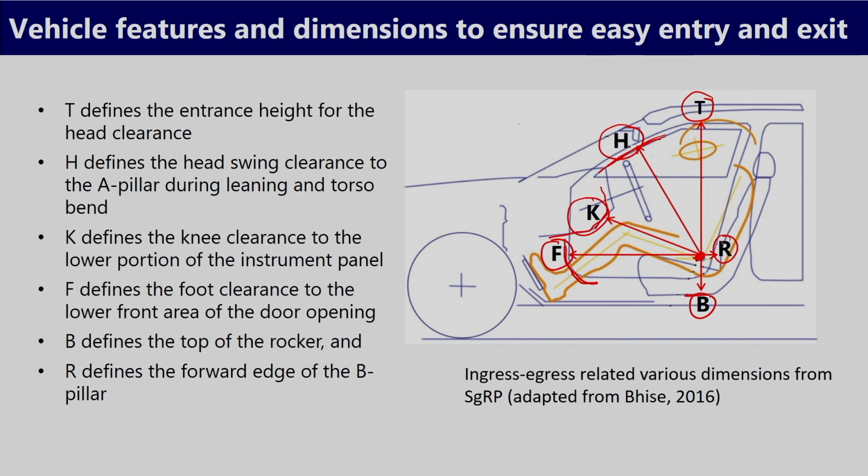It is the distance of the seating reference point from the forward edge of the B pillar. How far apart are the forward edge of the B pillar and the seating reference point? That is defined by R. So, these various dimensions related to the door opening define what happens if they are larger in size. Drivers will be able to go inside the vehicle easily, and at the same time during egress they will be able to come out easily, without much effort and without hitting any body parts against the vehicle components.